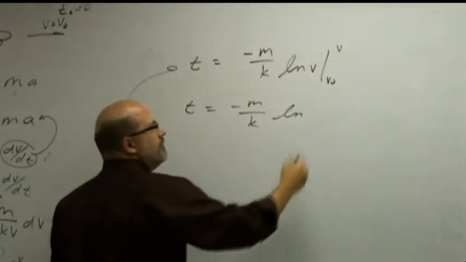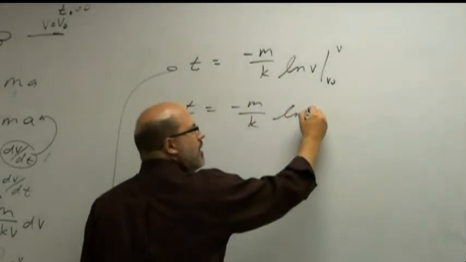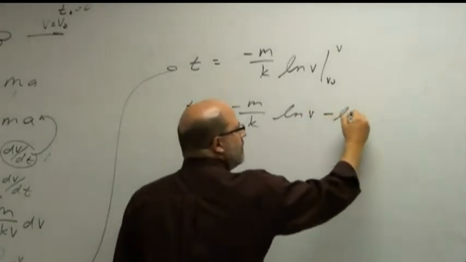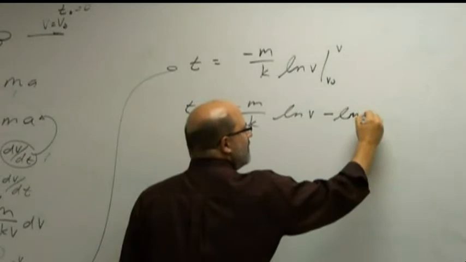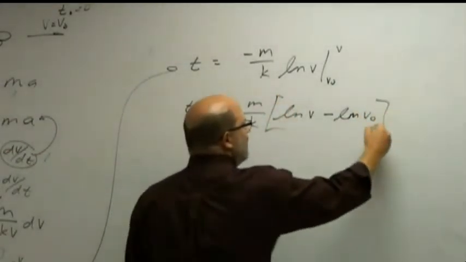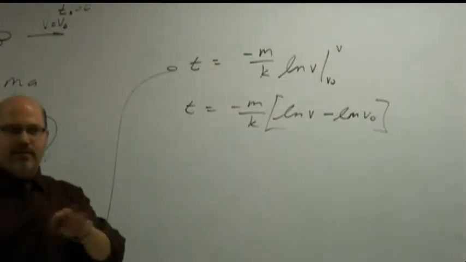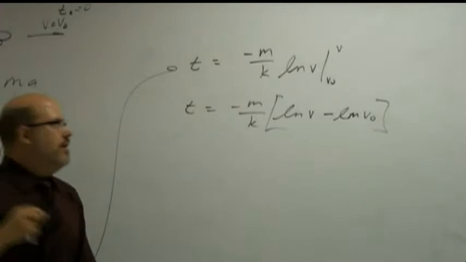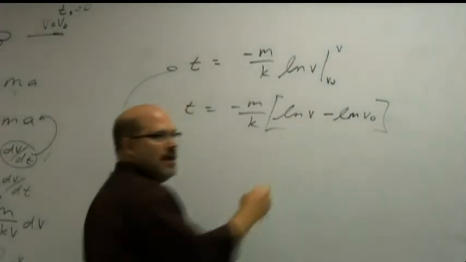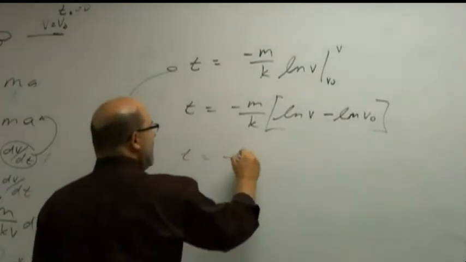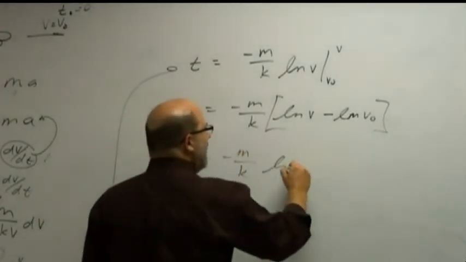Okay. This is going to be the ln of v over v naught, technically, with parentheses around. Couldn't you do ln of v minus ln of v naught, or divided by v naught? Yeah, because of a log. This is the same thing as the log, you can divide, right? So t equals negative m over k ln v over v naught.